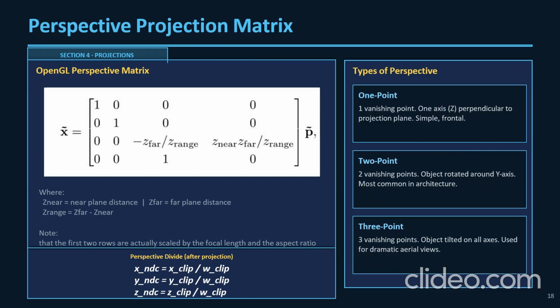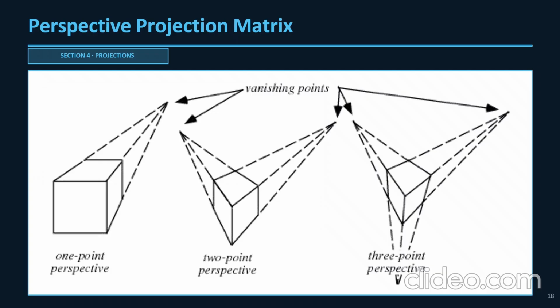The perspective projection matrix converts 3D coordinates into clip coordinates while preserving the depth information. After applying the matrix, a perspective divide is performed by dividing each coordinate by its W component. This process produces normalized device coordinates, which are later mapped onto the screen. This mathematical operation creates the realistic depth effect seen in perspective views. As you can see, this is the diagram for the perspective projection matrix.